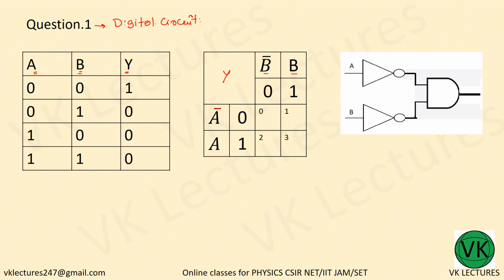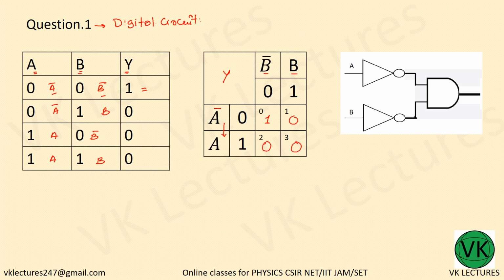This is how you can draw the truth table: A bar, A, B bar, B. In any form you can write, but let us stick to this form. This is A bar B bar, this is A bar B, this is A B bar, and this is A B. So A bar B bar is 1. This is the only place you have high output. All others are 0. So 0, 0, 0.